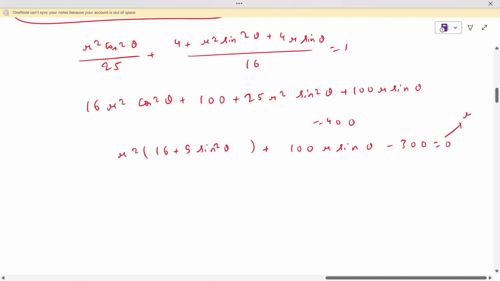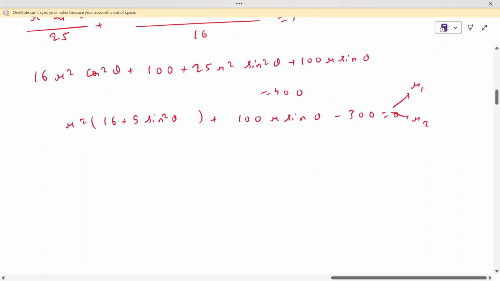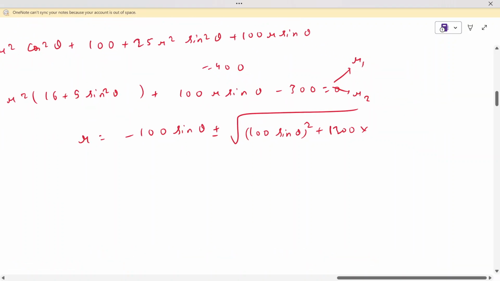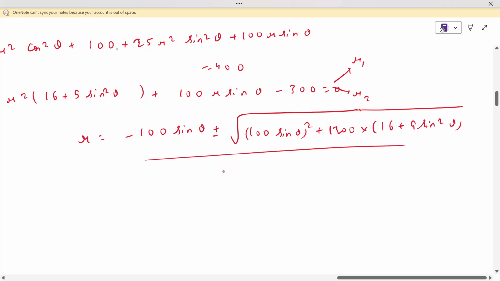Let's say the roots are R1 and R2, where R1 is maximum and R2 is minimum. So r will be minus 100 sin theta plus or minus the square root of (100 sin theta) whole square plus 1200 into (16 plus 9 sin square theta), divided by 2 into the coefficient of r square.